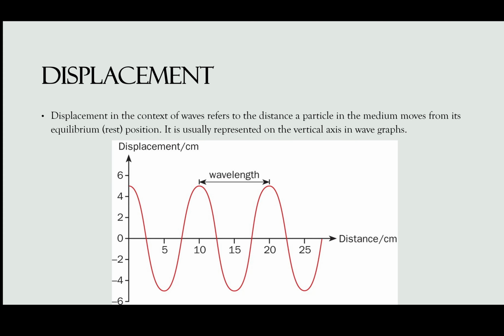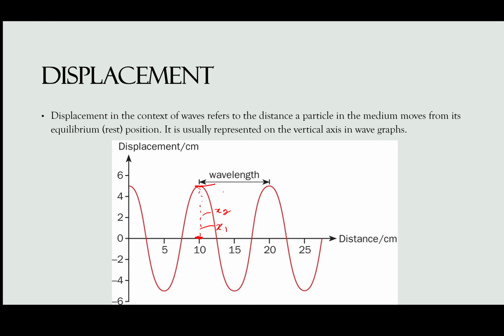Displacement in the context of waves is the distance of a particle in the medium from equilibrium, the distance it moves from equilibrium. Since we did simple harmonic motion, we already know that the displacement is going to be any distance. So for example, let's use this dotted line. Any distance here is going to be the displacement. So displacement x1, displacement x2, any displacement here.